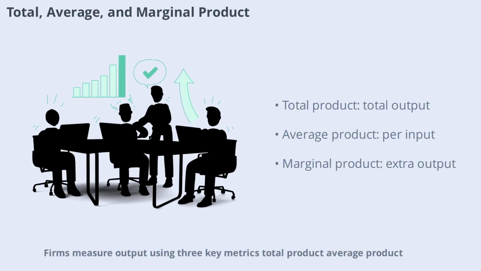Firms measure output using three key metrics: total product, average product, and marginal product. Total product is the overall quantity produced. Average product is the output per unit of input, and marginal product is the additional output from one more unit of input. These measures help firms assess productivity and make decisions about resource allocation. By tracking these metrics, businesses can fine-tune their operations for better results.